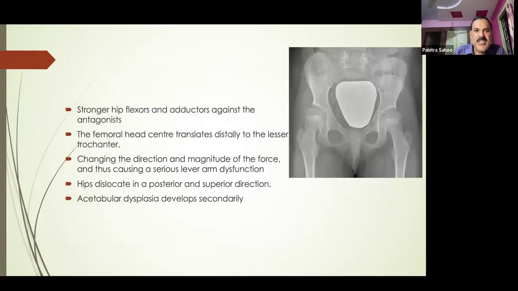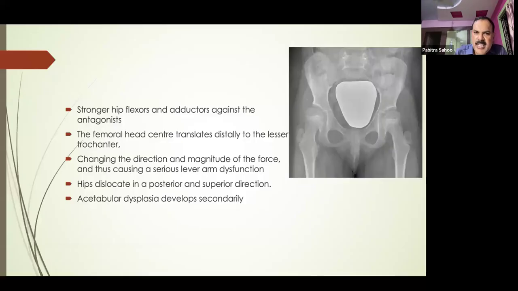So we can see here that the hip has started subluxating on this side. This is just starting, almost more than 30% hip subluxation there. The neck shaft angle is almost 160 or 170 degrees. If you look here, the head is almost straight, as if the neck is over the shaft. So don't forget to take an X-ray for CP children who are non-ambulatory.